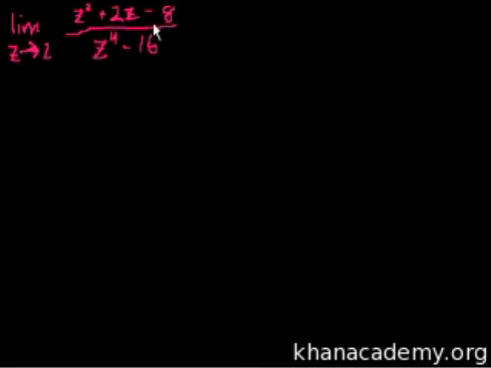And 9 times out of 10, when you see a problem like this, because both the numerator and denominator look factorable, the solution is to factor the numerator and the denominator. So this is equal to the limit as z approaches 2. What's the numerator factored? Let's see. When you add two numbers, you get positive 2, and you multiply them, you get minus 8. So it's probably plus 4 and minus 2. Right?